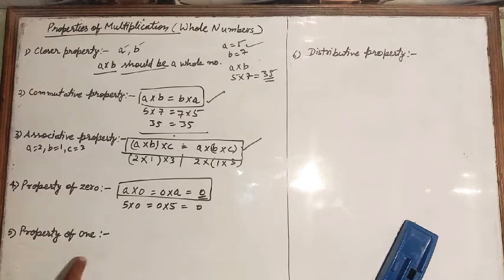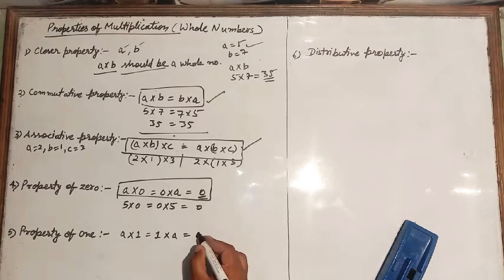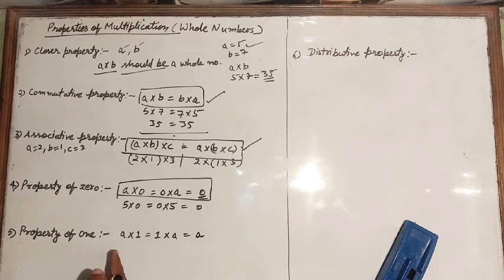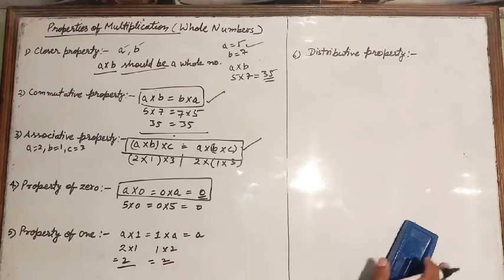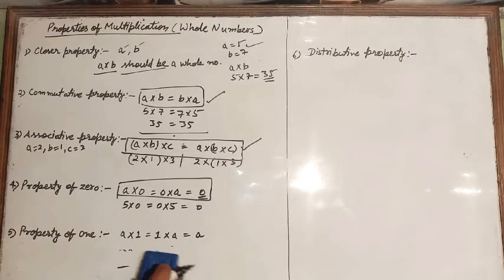Now property of 1. If we are multiplying a whole number with 1, or multiplying 1 with a whole number, then the number will remain the same. See how we can understand this. Suppose we take any whole number, at the place of A we take 2. 2 into 1 we will write, it will always be 2. Or if we write 1 into 2, it will again be 2. Means the result will always be the number itself. That is the property of 1.